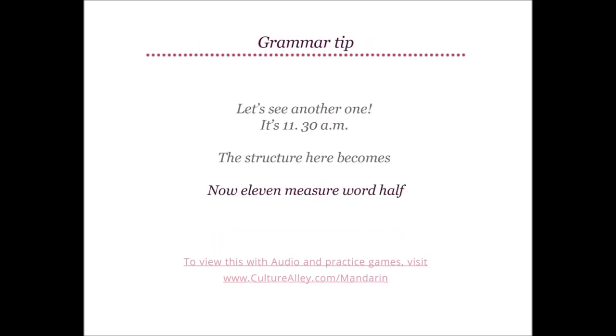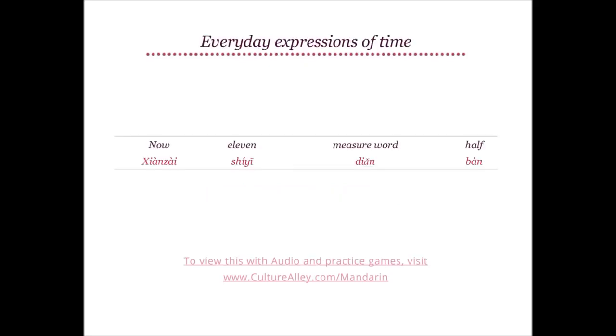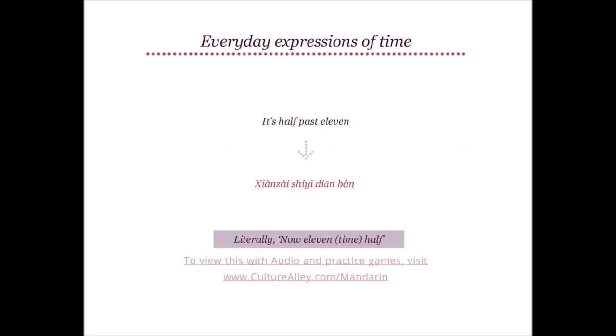Good job! Let's see another one. It's 11:30 a.m. The structure here becomes now 11, measure word half. Focusing on the breakup again, now becomes 现在, while 11 becomes 11. The measure word will remain 点. And once again, half becomes 半. So now, it's 11:30 becomes 现在11点半.